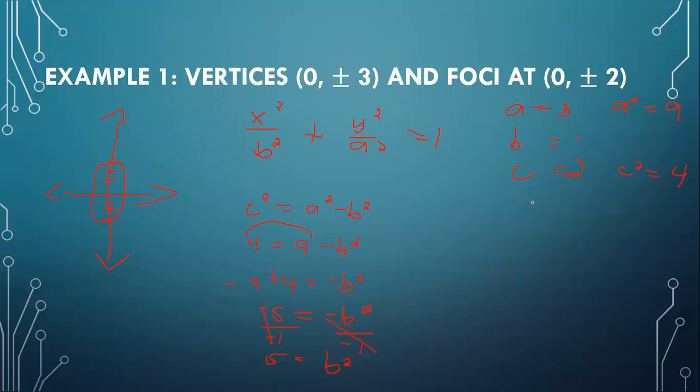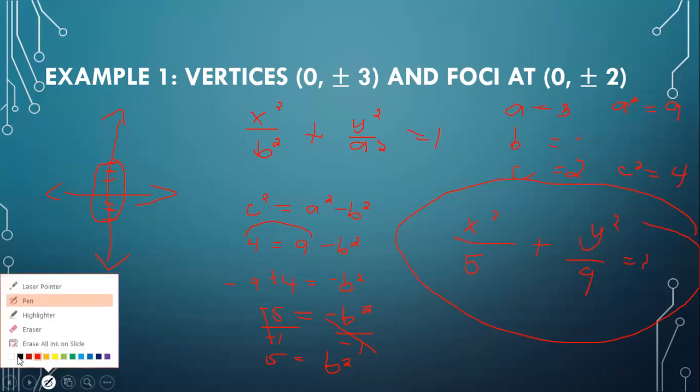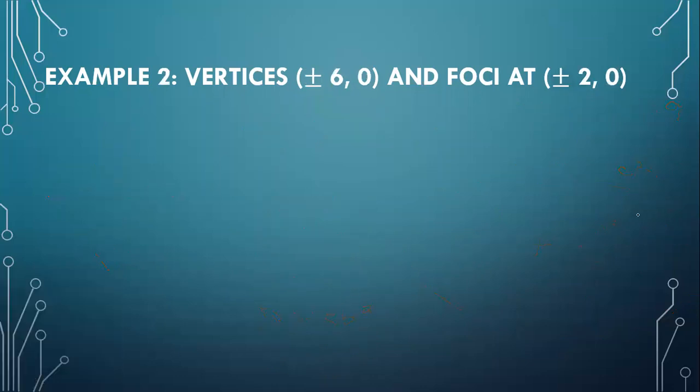From that, we can have our standard equation for the ellipse: x squared over B squared, which is 5, plus y squared over A squared, which is 9, equals 1. So that's the standard equation of our ellipse in example number 1.